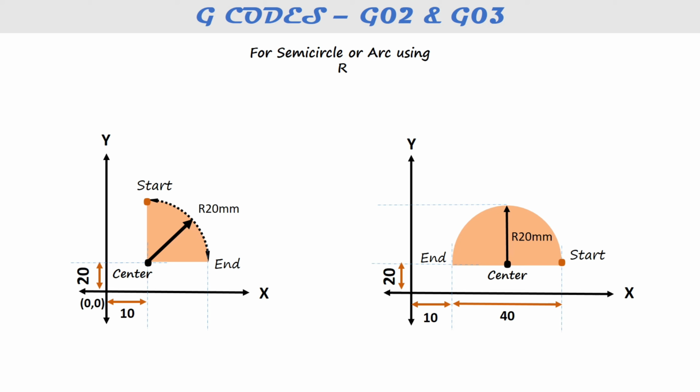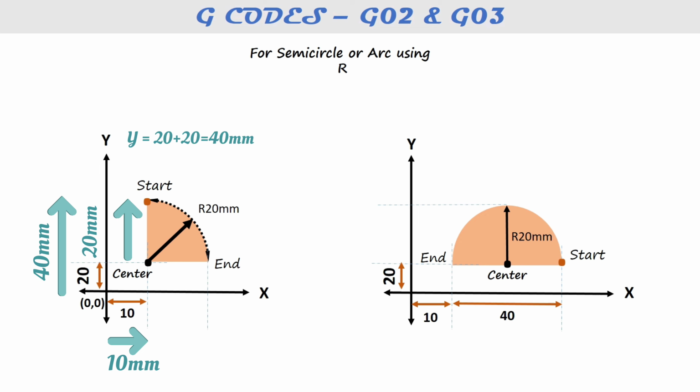Here in this example, with respect to my origin, the starting point x distance is 10 millimeters and y distance is 40 millimeters. Therefore my start point is G01 X10.0 Y40.0.